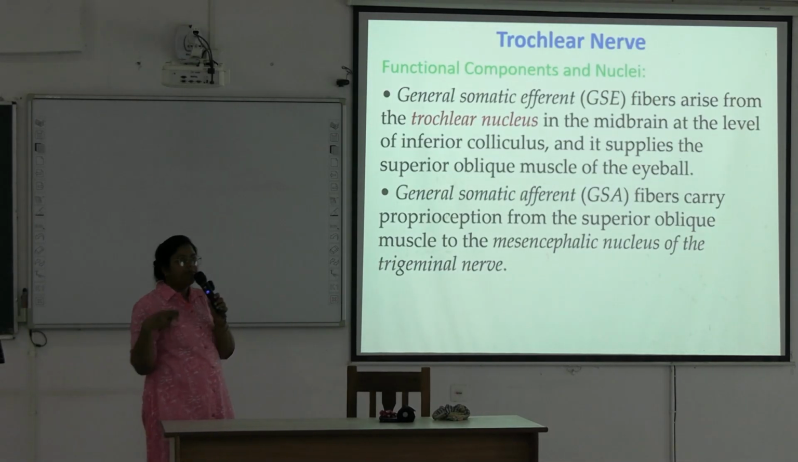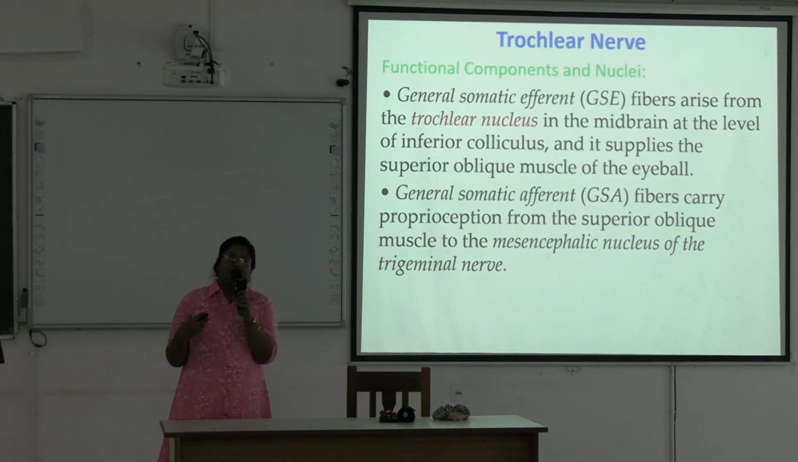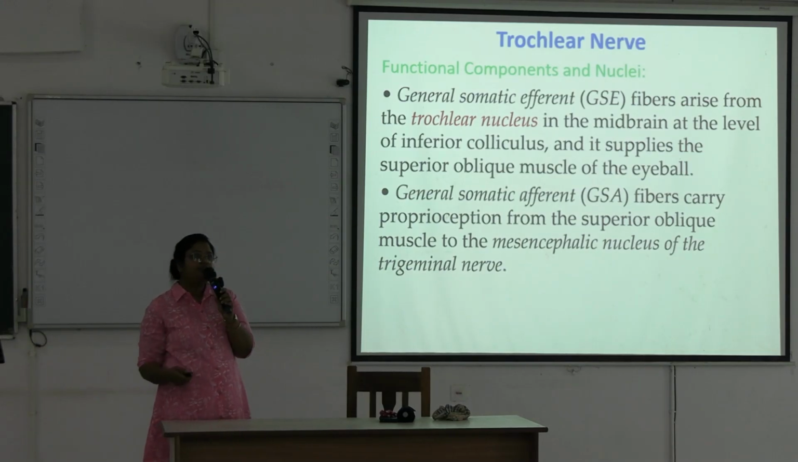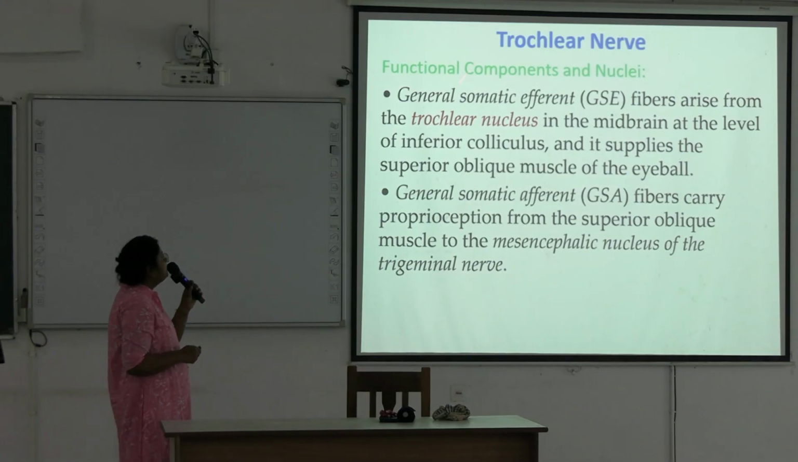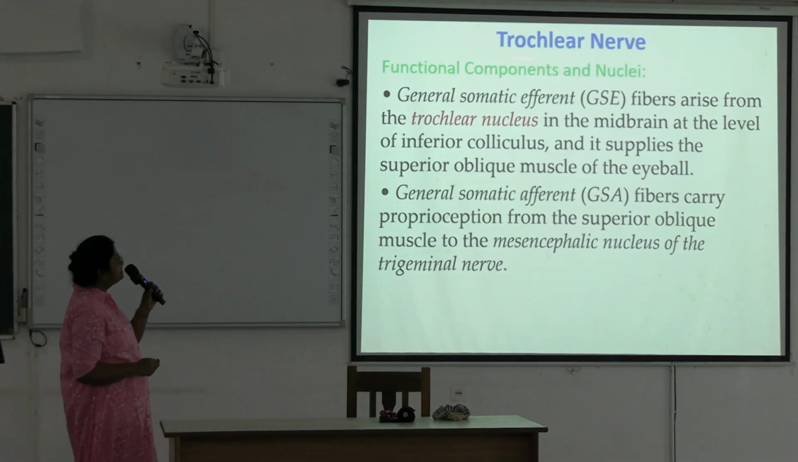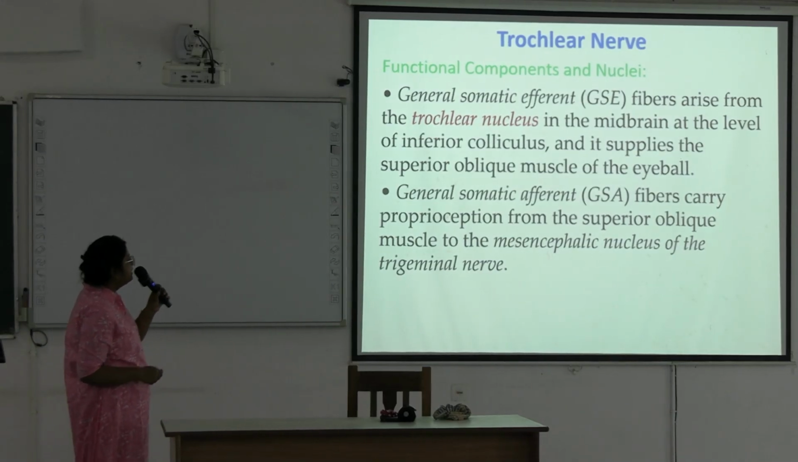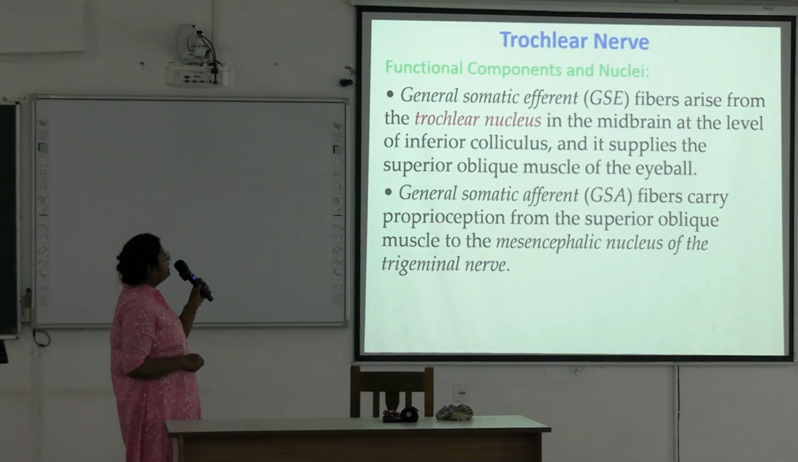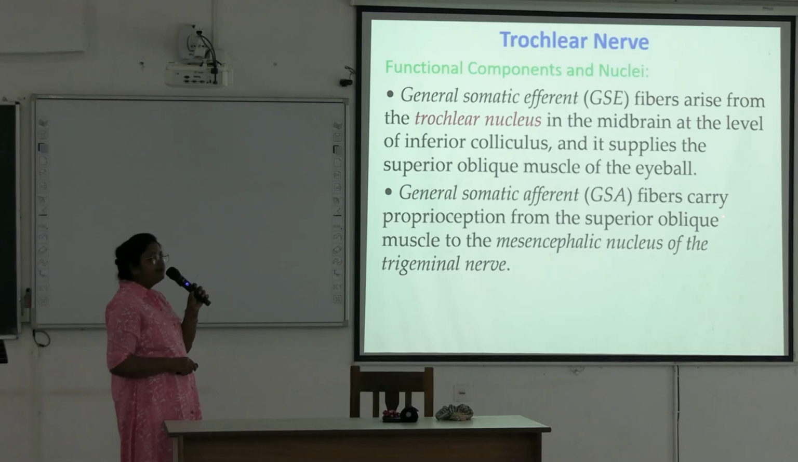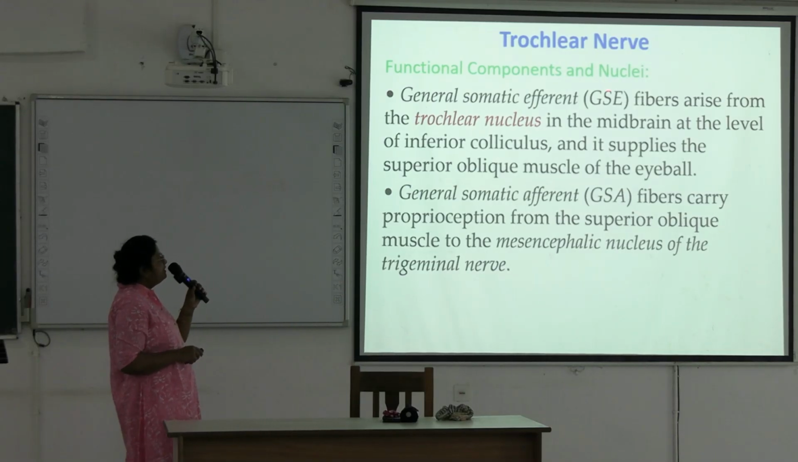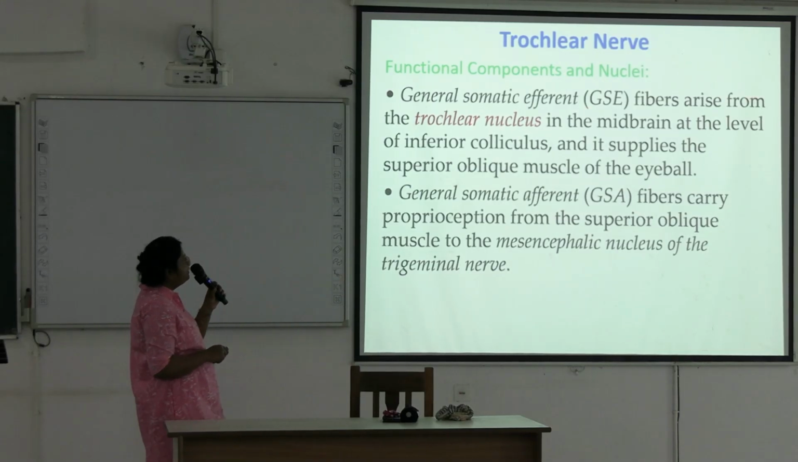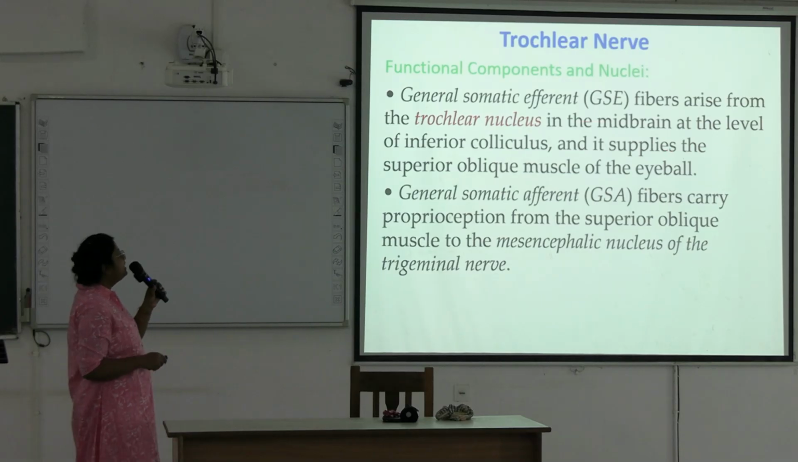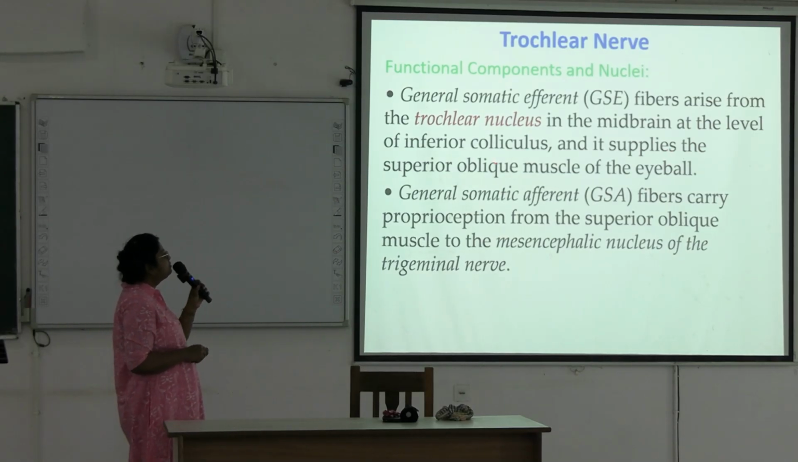Next, we have completed third nerve. Next, we are going to fourth nerve. That is trochlear nerve. Trochlear nerve has these two functional components and nuclei: general somatic efferent and general somatic afferent. General somatic efferent fibers arise from trochlear nucleus in the midbrain at the level of inferior colliculus and it supplies the superior oblique muscle of the eyeball.